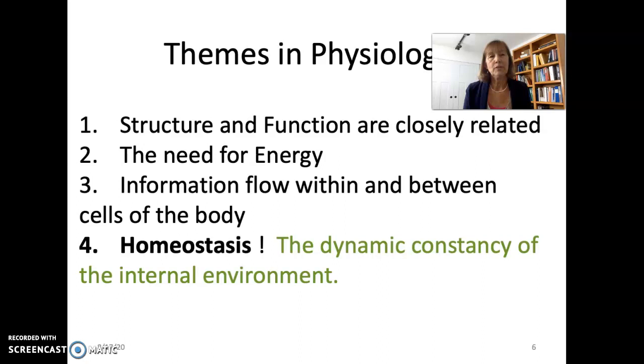I have a lot more to say about homeostasis, and I'm going to start a second short video just on that topic of homeostasis.